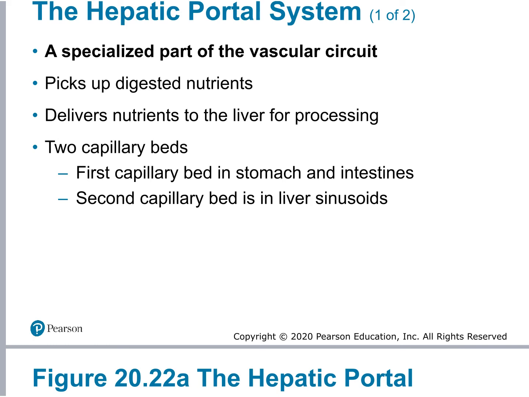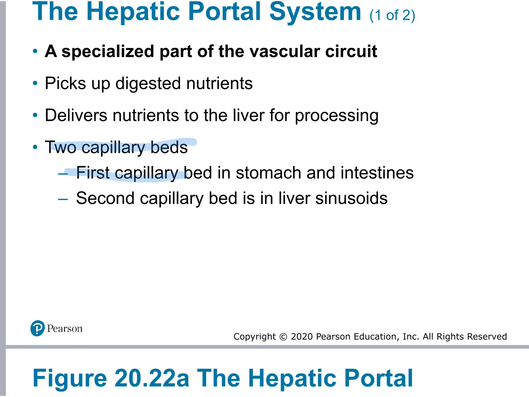We had the hypophyseal portal system, and that was bringing the releasing and the inhibiting hormones from the hypothalamus to the anterior pituitary. All right, so hepatic portal system. Hepatic means liver. These are bringing nutrients to the liver. So there are two capillary beds because this is a portal system.